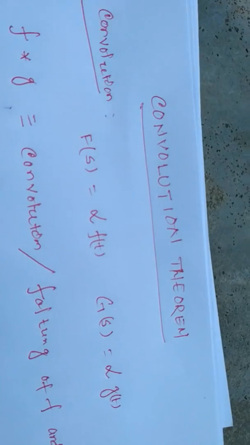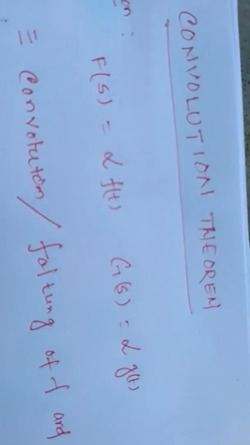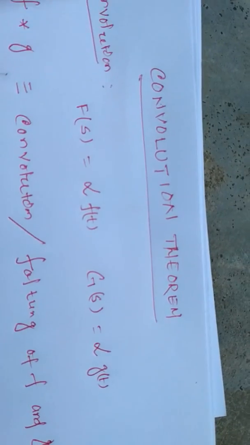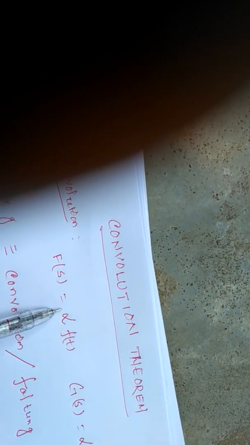Before going to the definition, I will tell you about two assumptions. Capital F of s is equal to the Laplace transform of the function f of t, and G of s is the Laplace transform of the function small g of t. Here g is the function and t is the variable, and f is the function and t is the variable.